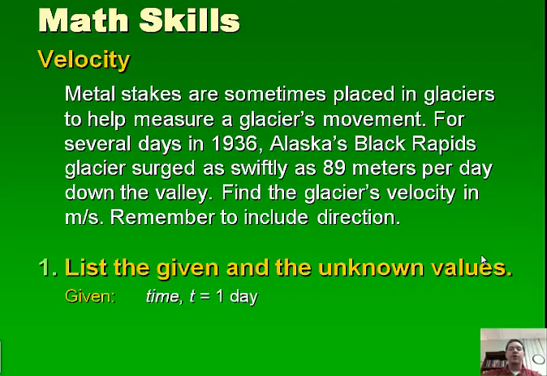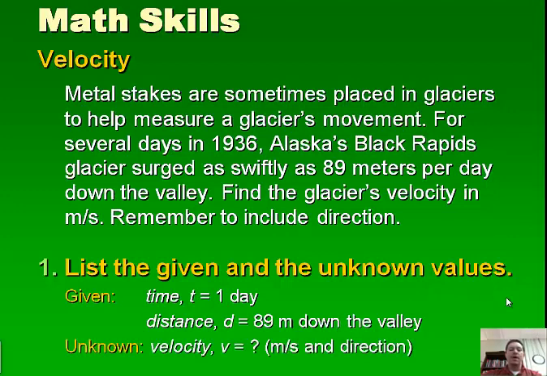Alright, so we're going to list our given and unknown values. We're given that time is 1 day. Distance is 89 meters down. So we have a direction: down the valley. It's a general descriptive term, which is fine. We can still use that for velocity. So we want to measure velocity in meters per second and what the direction is.